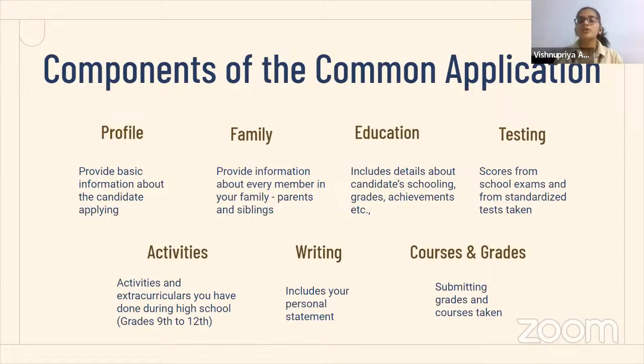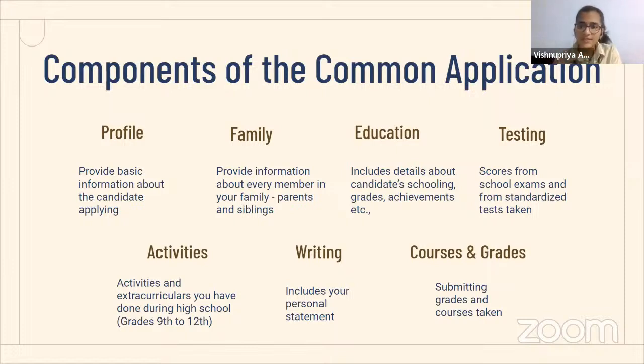Third is education. Education is basically all the details about the candidate's education. So all the schooling they've done, especially only high school, so 9th, 10th, 11th and 12th grade. And then grades, any honors or achievements, and any courses that the student has taken. When I say courses, I mean credit courses. If there's anything like that, then all of that comes under education.